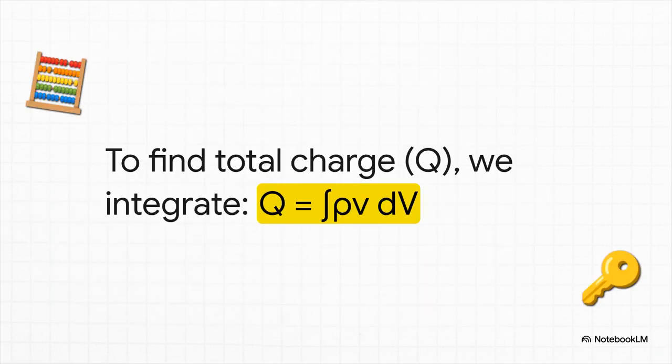Okay, so if we want to find the total charge, Q, what do we have to do? We have to add up the charge from all those tiny, tiny points, right? Well, in math, that huge summing up job has a special name, integration. So our master formula is this. The total charge Q is the integral of that charge density ρV over the whole volume dV. This is the key to everything.